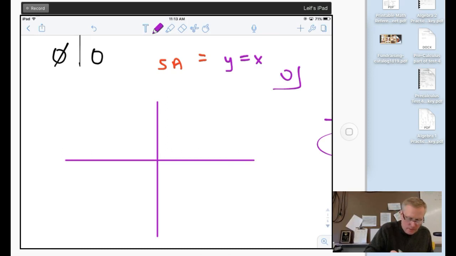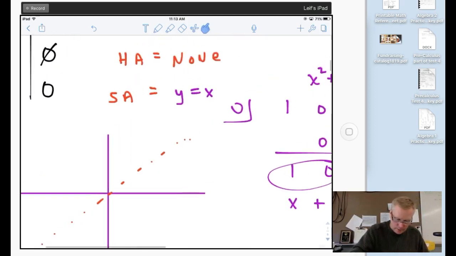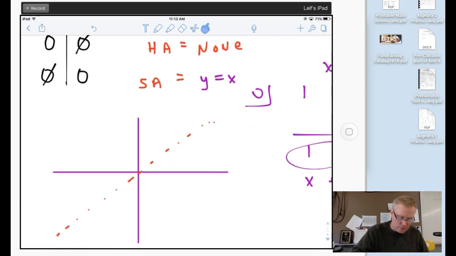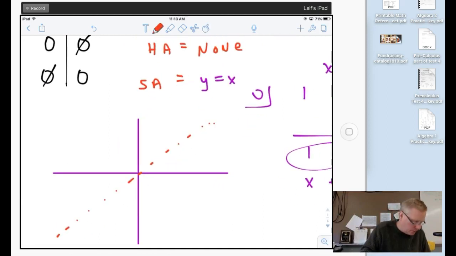And so y equals x is a diagonal line that goes straight up through there like that, okay? And then my other asymptote is x equals 0, which is a vertical line going through the y-axis. I'll just put it right next to it here, going right over it.